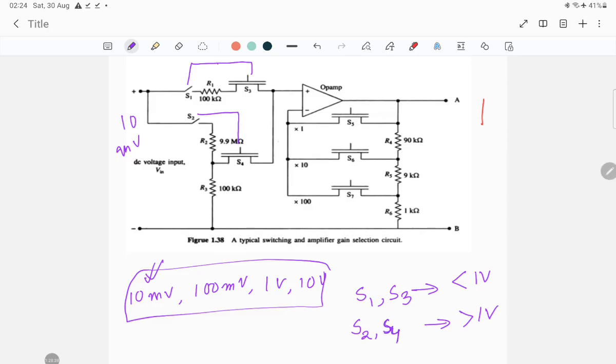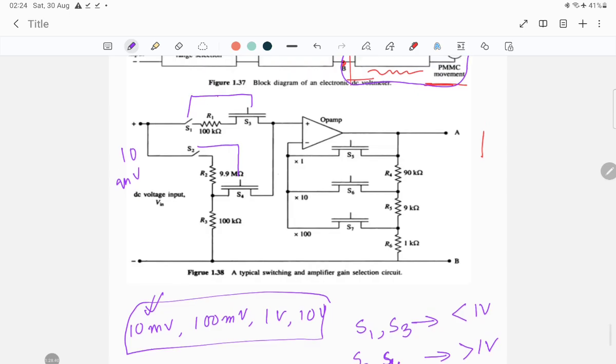So S1 and S3 are connected together, and S2 and S4 are connected together. Now depending upon the gain, the S3, S5, S6, S7, these three switches will be activated depending upon the gains. So how much gain you want, in this way it will be selected.